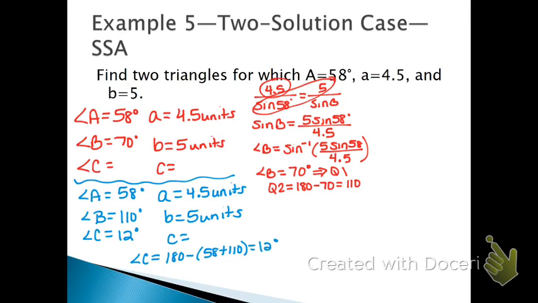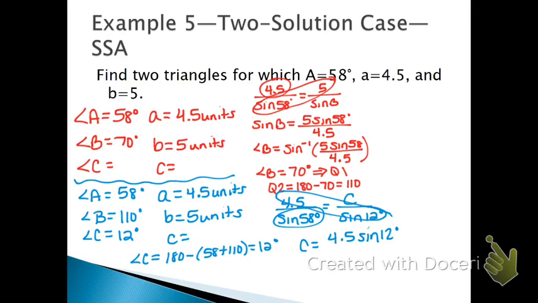All right, so what do y'all want to find first? You want to go ahead and find side C on this one and finish it out? All right, so side C for the second triangle. Are we going to use the information for A or B? A, because it's what was given. So 4.5 over sine of 58 degrees equals side C over sine of 12 degrees. So cross multiply and divide. So side C equals 4.5 sine of 12 degrees divided by sine of 58 degrees.